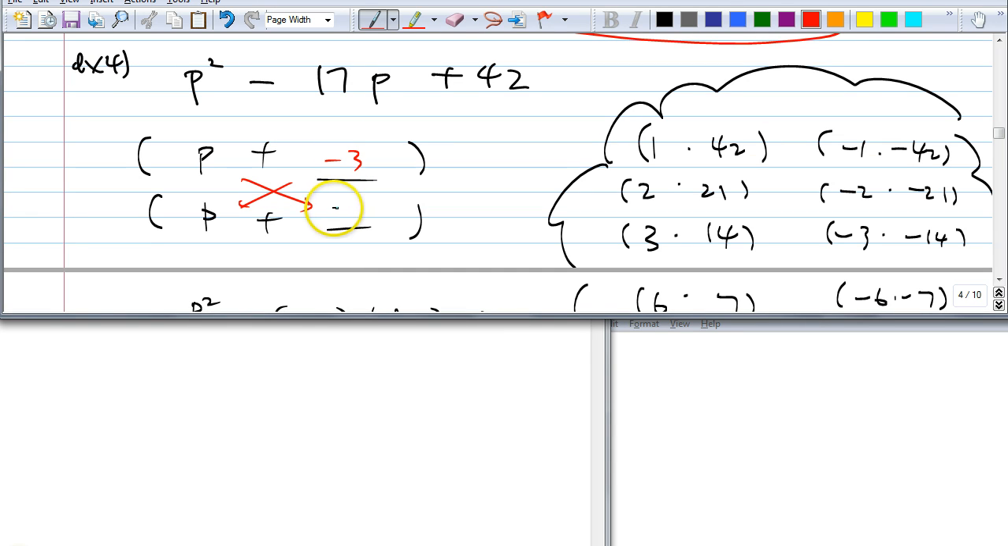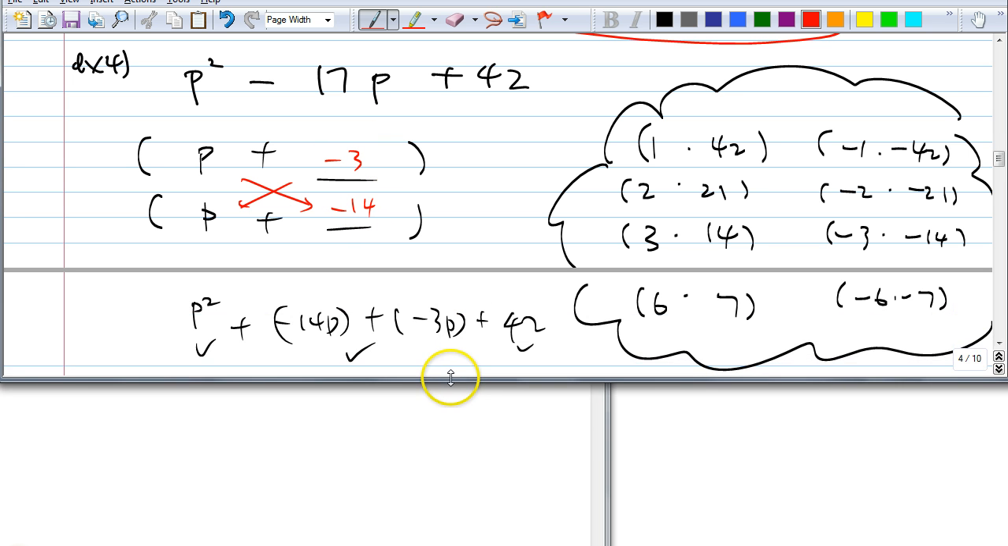Negative 3 and negative 14. How many people agree with Matthew here? Would that give you negative 17 in the middle term? Yes, it will. Look, what's p times negative 14? Negative 14p. What's p times negative 3? Negative 3p. What is negative 14p plus negative 3p? Negative 17p. And of course, is that all?